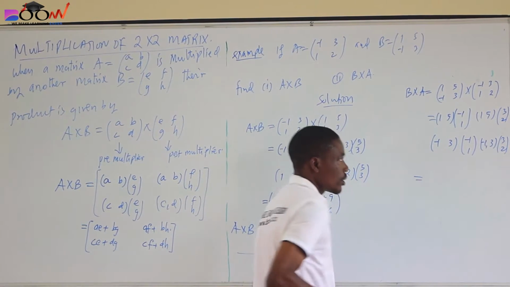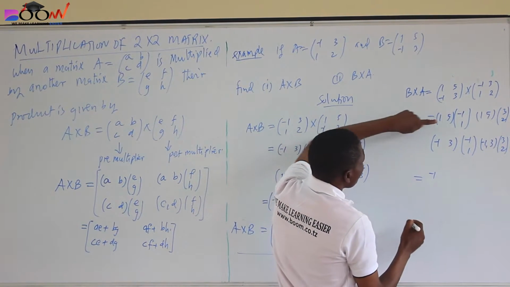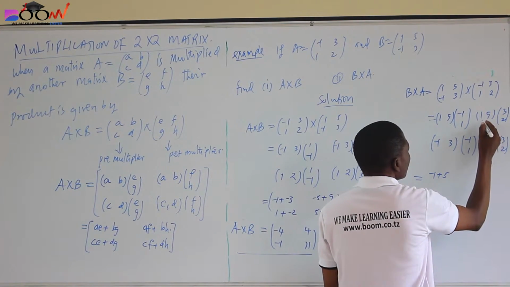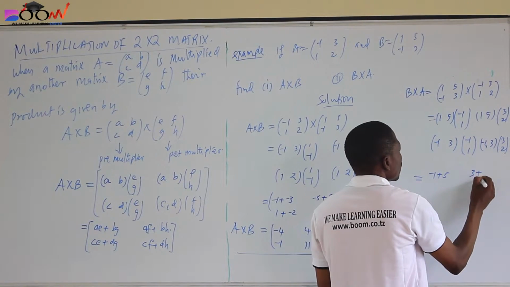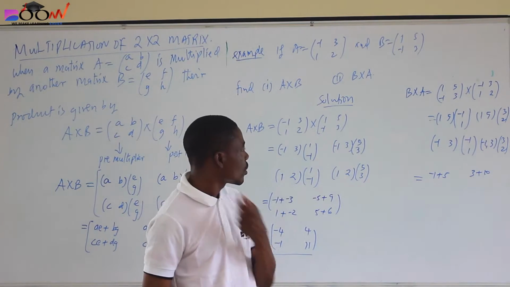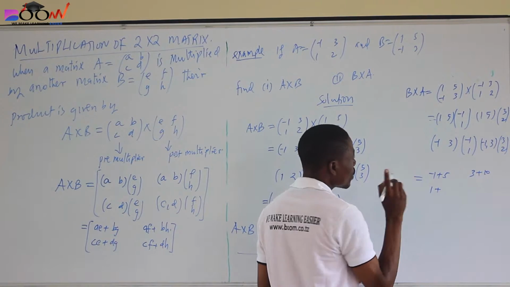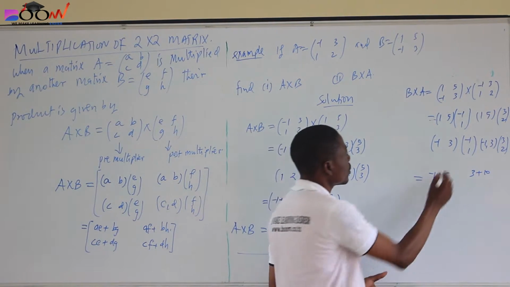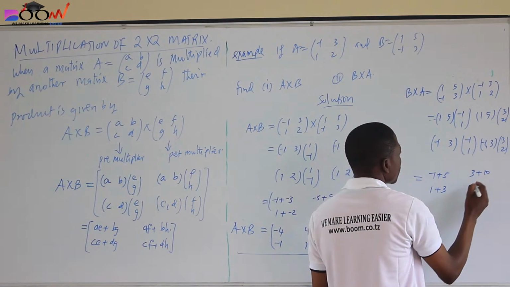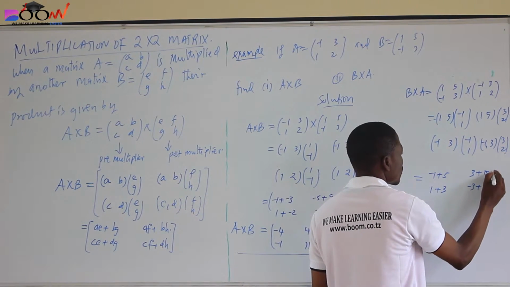How do we multiply this one again? You take 1 times negative 1 becomes negative 1. 1 times 5 becomes 5. You add it. Again 1 times 3 becomes 3. You add with 5 times 2 becomes 10. And then negative 1 times negative 1 becomes 1. You add with 3 times 1 becomes 3. And then negative 1 times 3 becomes negative 3. You add with 3 times 2 becomes 6.